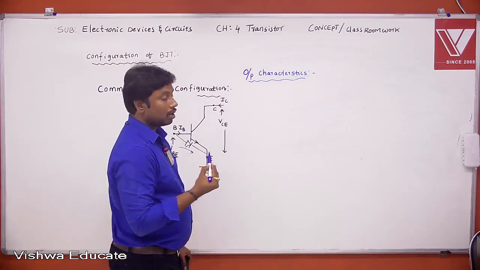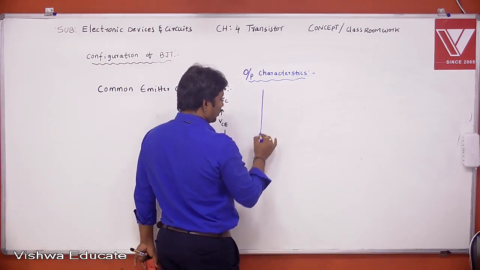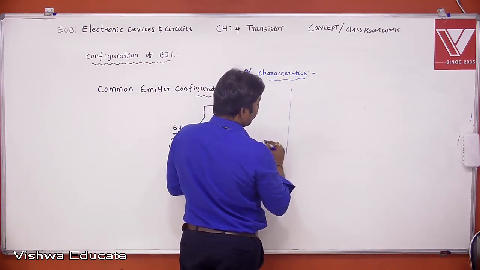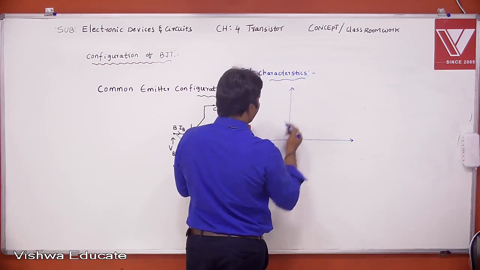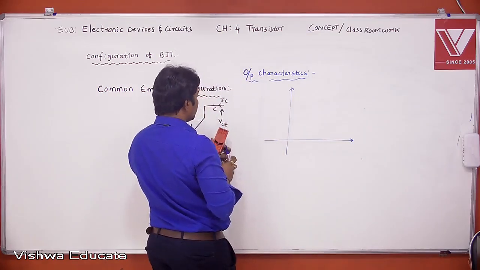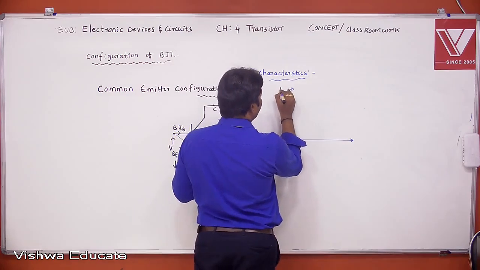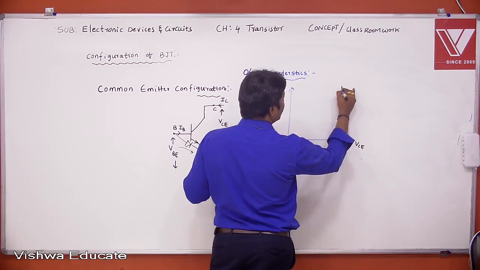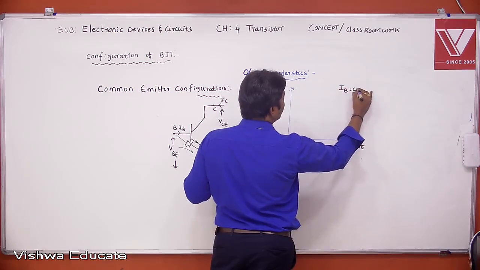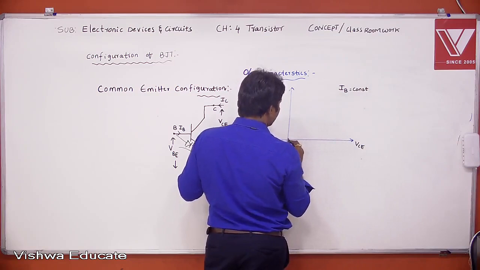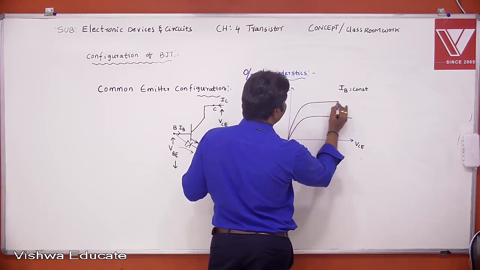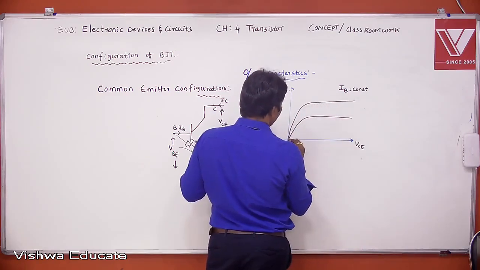So now all of you, output characteristics are drawn between IC versus VC by keeping which one constant? IB is constant. IC versus VC, IB is constant, right? The characteristics are like junction characteristics. Already we discussed in common base output characteristics, same as like that.